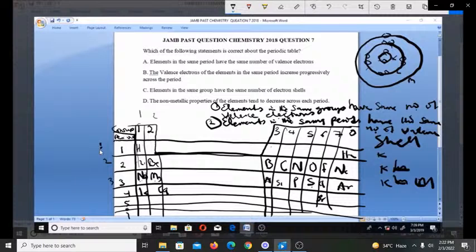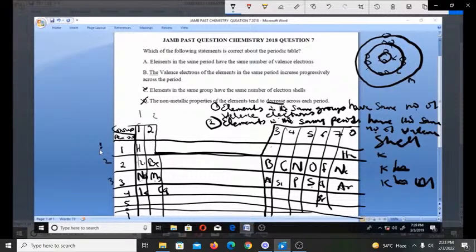So because it tends to increase, but here they said decrease, that makes this option not to be right, that the non-metallic properties tend to decrease. It's not true, because here you mostly have metals, and this other side you have non-metals, fluorine and chlorine. Now elements in the same group have the same number of electron shell. That is not correct, because we say elements in the same period have the same number of valence shell. So this cannot be correct. They cannot have the same number. It's actually period.